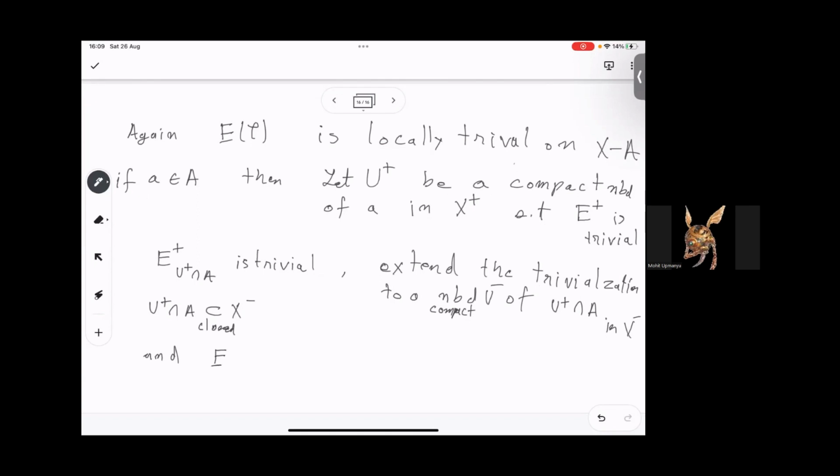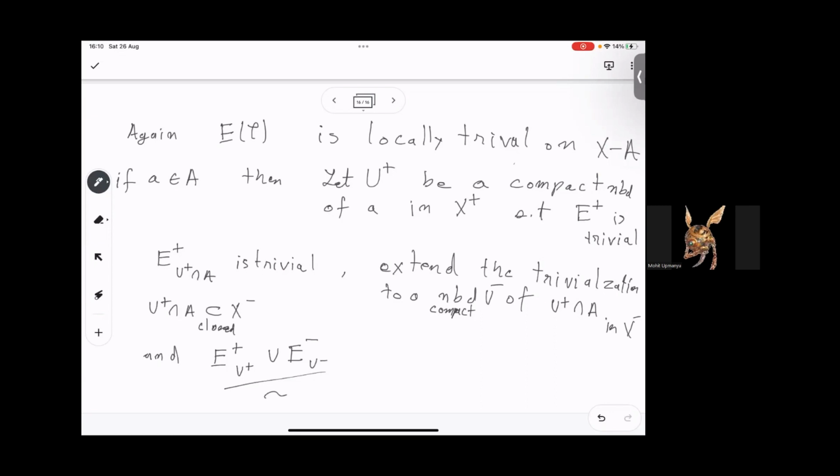So now what we can do is we can have this E plus restricted to U plus, and union E minus restricted to U minus, modulo the equivalence relation we previously determined. And we know that this is compact. So this way we have found a neighborhood which seems like a candidate for a trivialization.